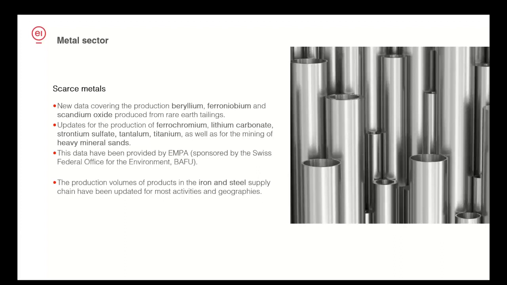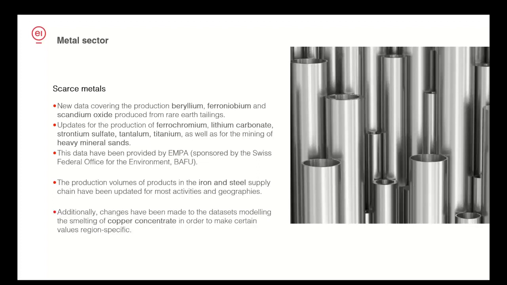The second update I would like to highlight concerns iron and steel supply chains. The production volumes of all the products in the iron and steel supply chain have been adjusted for most activities and geographies. That means that the relative contribution of those products to final scores might change in the different projects you might have. So this is something interesting for you as users to be aware of.